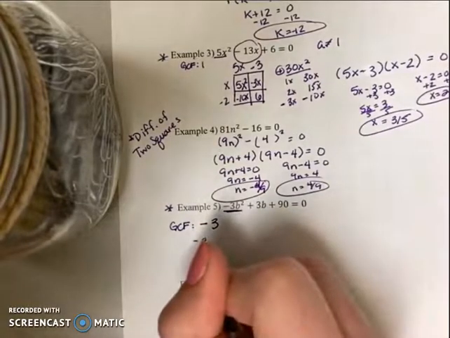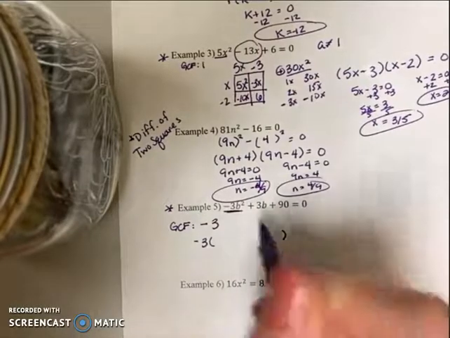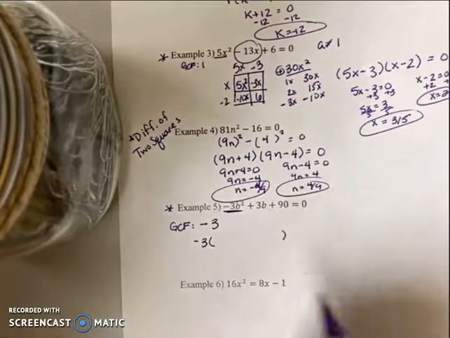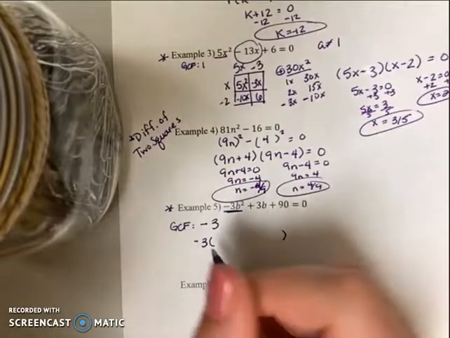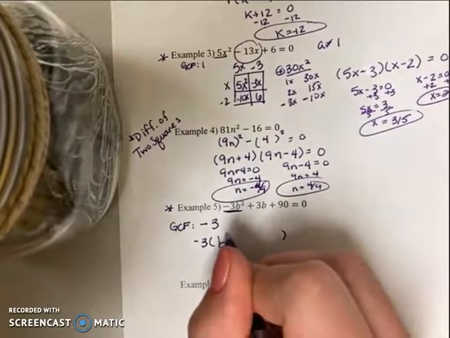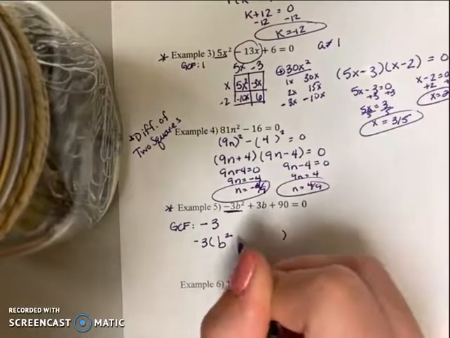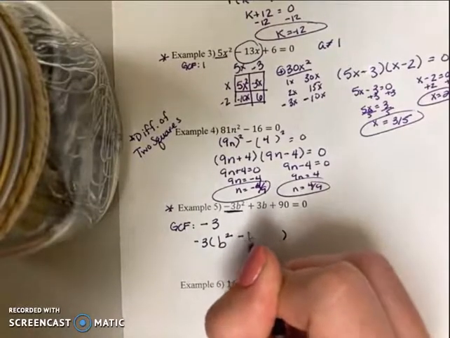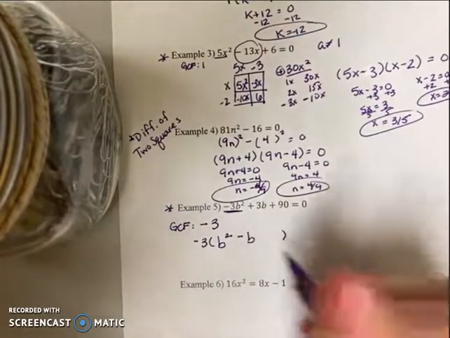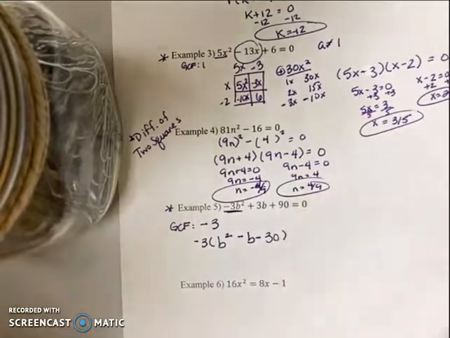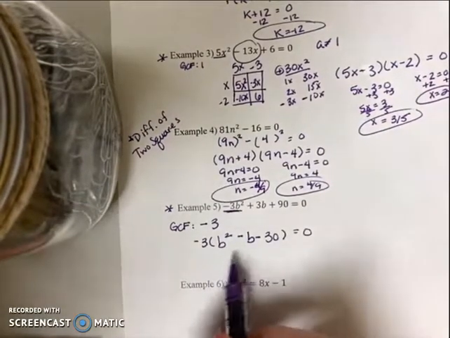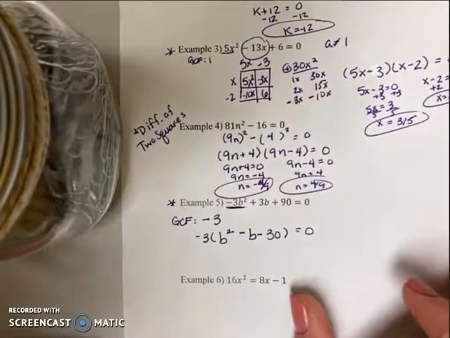When I pull out a negative 3, remember you divide each term by the GCF, that negative is going to change all of these signs. So it would be a positive b squared minus b minus 30. Setting that equal to 0 because we're solving now. What's inside of the parentheses is what we're going to factor now.